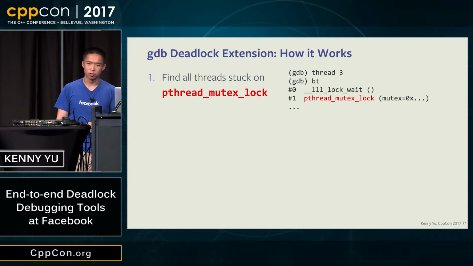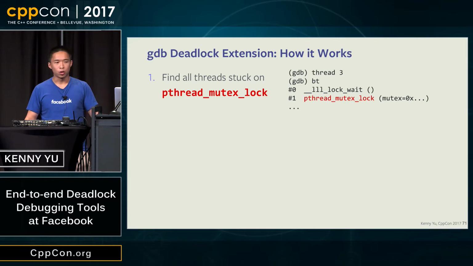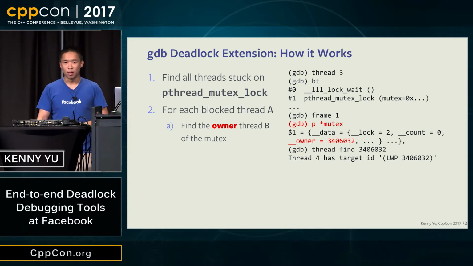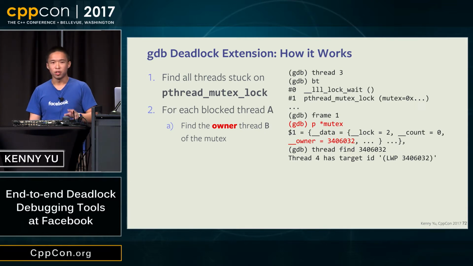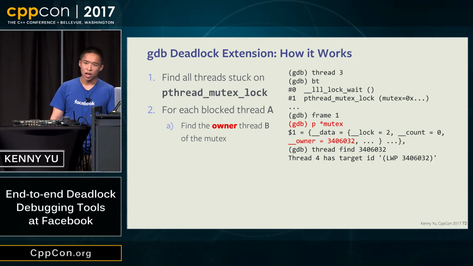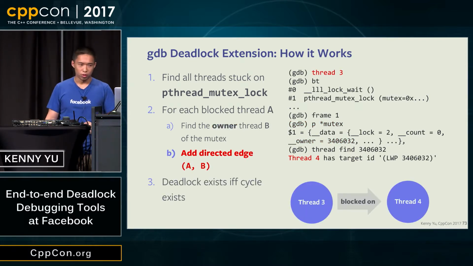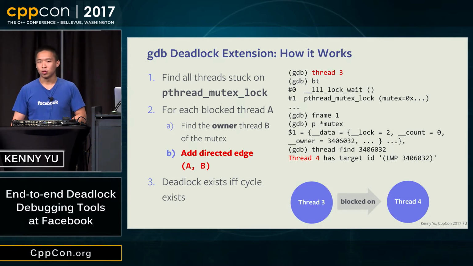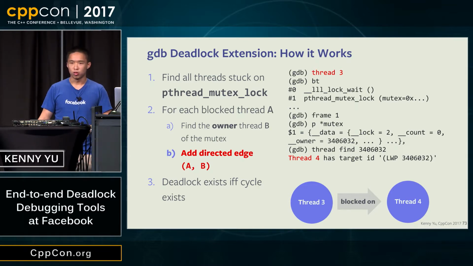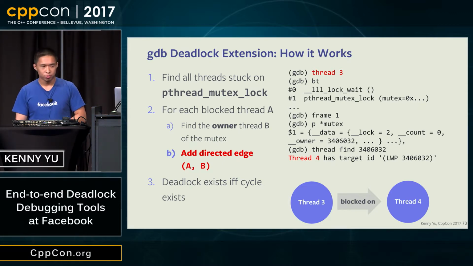So how does the GDB extension work? First, our tool will find all the threads that are currently stuck in pthread mutex lock. Then for each of those stuck threads, we examine the internals of the mutex we're waiting on. In the NPTL, or native POSIX thread library, implementation of pthread mutex, the mutex keeps track of the thread ID that currently owns the mutex. So by using this owner information, we can find a thread that we are blocked on. In this case, thread 3 is waiting on a mutex currently held by thread 4. So we construct this edge, and then we do this for all the blocked threads in our program, and a cycle in this graph indicates a deadlock in the process.